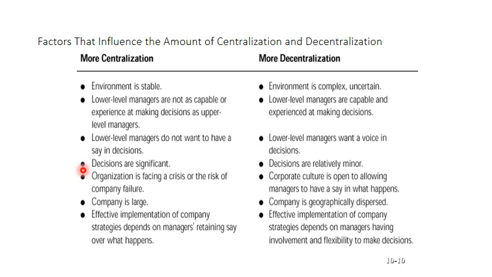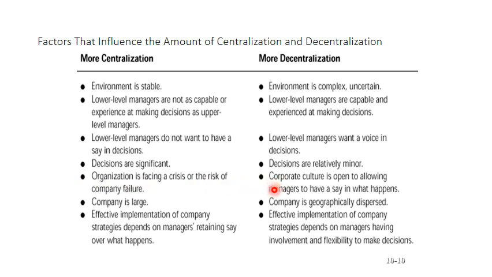In centralization, decisions are significant. That means these decisions will have a strategic impact on the organization, while in decentralization, decisions are relatively minor or not that important. In centralization, the organization is facing a crisis or the risk of failure of the company. That means the situation is quite critical.